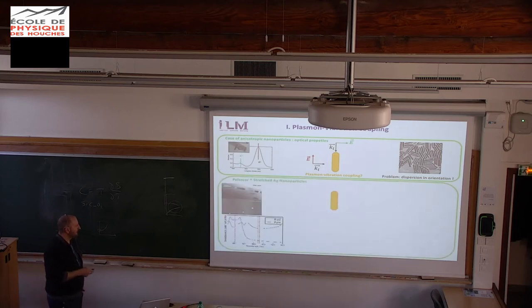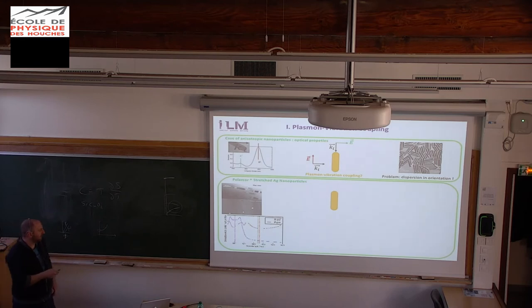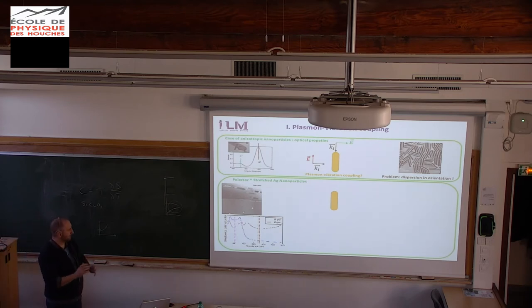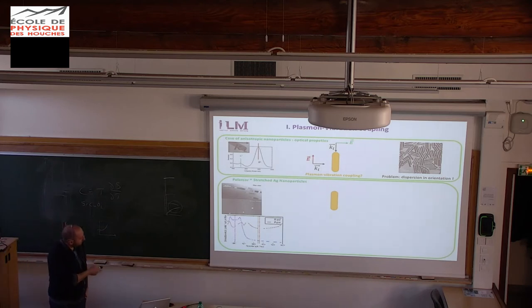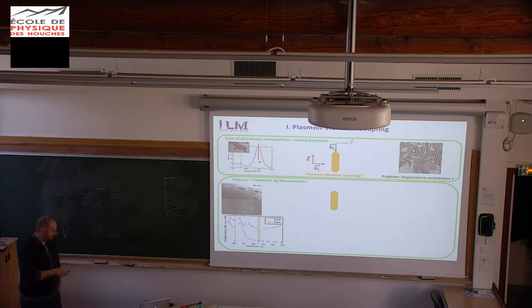But we finally found samples to do that. So this is a Polarcor sample. It's just a polarizer that contains silver nanoparticles. So they grow silver nanoparticles inside the film, and they just stretch it, and they obtain such elongated structures here. So this is the plasmonic answer. The quality of the presentation is not as good. But here in blue, it's the transverse plasmon resonance. In red, it's the longitudinal plasmon resonance. So from that, we know that there is a big distribution.